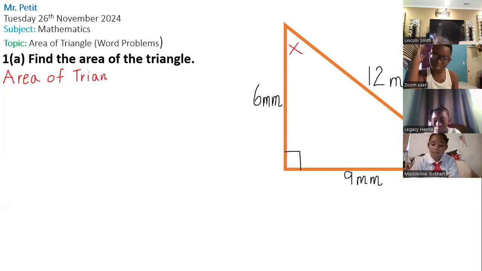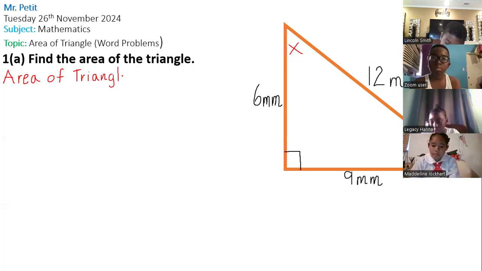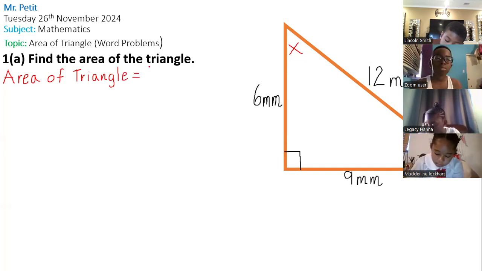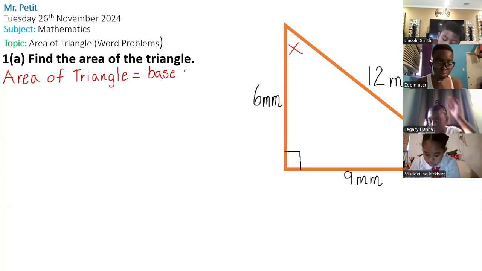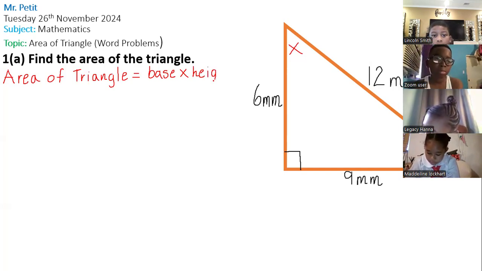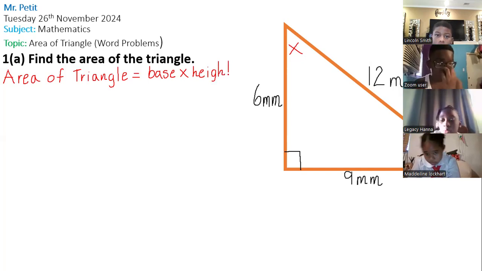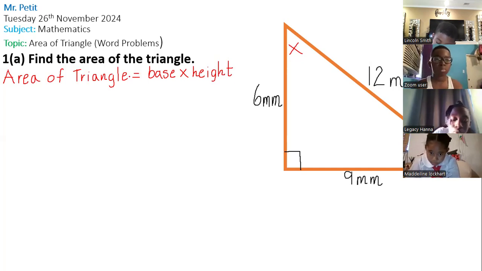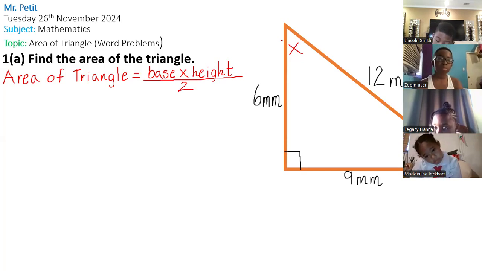Now, area of a triangle, in general, is going to be equal to the base of the triangle multiplied by the height of the triangle. So area of the triangle is equal to base times height, all divided by 2. So base times height divided by 2. Now, that's the formula for the area of a triangle.